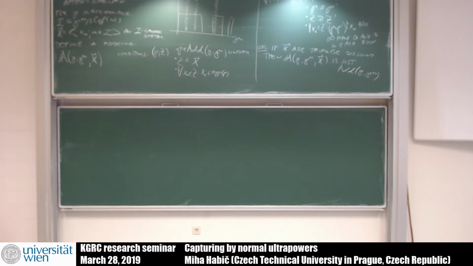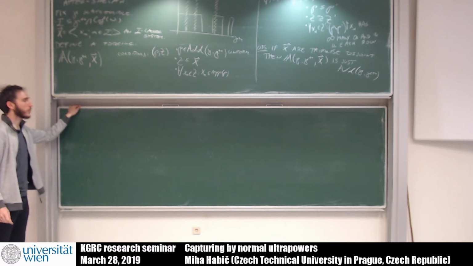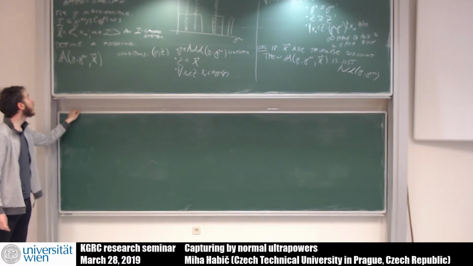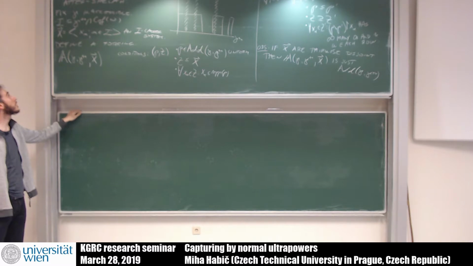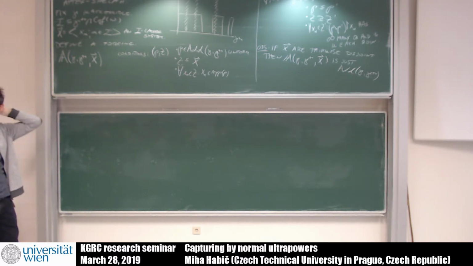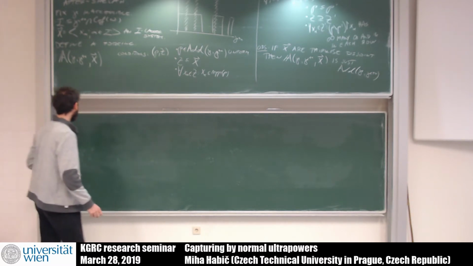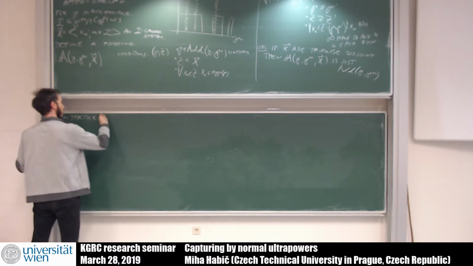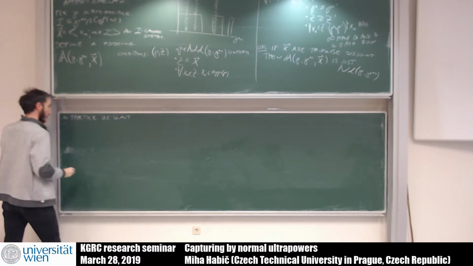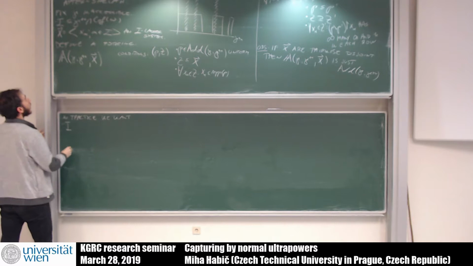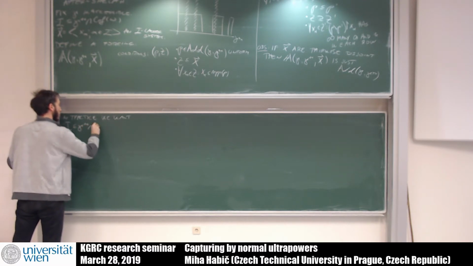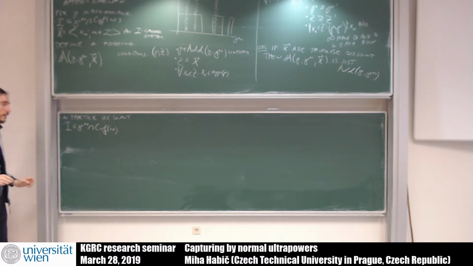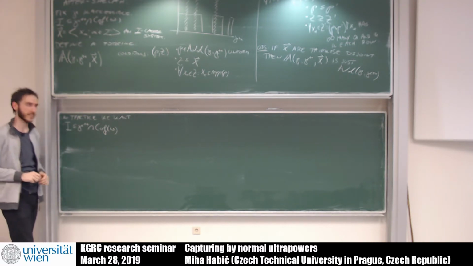So let's see. What else can we say? In the interest of saving some time, I'm going to just list some properties that I want both the ladder system and the index set I to have, so that we get to where we want to be. So in practice, we want I to be a non-reflecting stationary set.